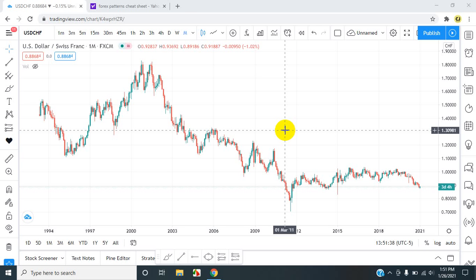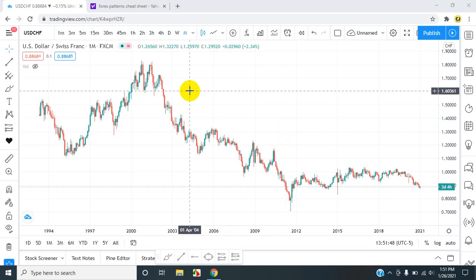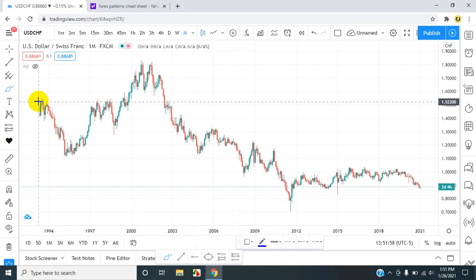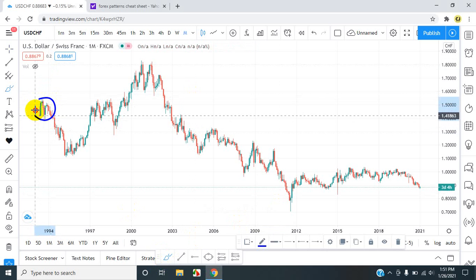Alright guys, today's date is January 26, 2021, 1:51 p.m. Eastern Time. Let's take a look at USD CHF, that will be the United States dollar versus the Swiss franc. So let's grab our blue paintbrush and start the market. Okay, so the market started off in this area here.